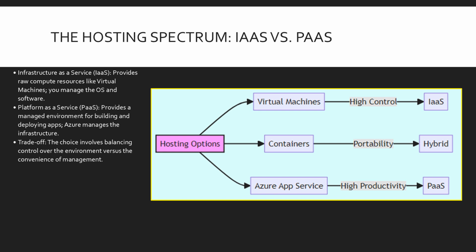This diagram visualizes the three primary hosting categories. Starting from hosting options, we branch into virtual machines, containers, and Azure App Service. The virtual machines branch leads to IaaS, highlighting high control. The containers branch emphasizes portability. The Azure App Service branch leads to PaaS, highlighting high productivity as the key benefit.